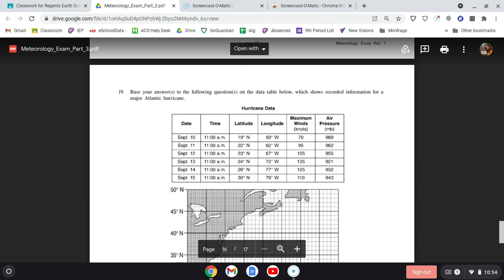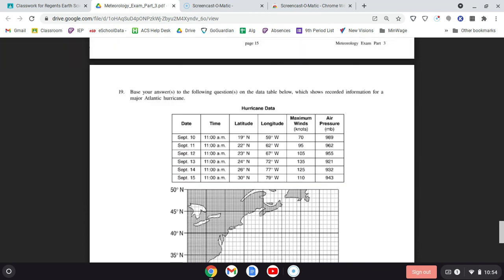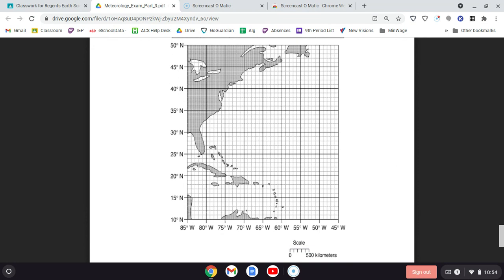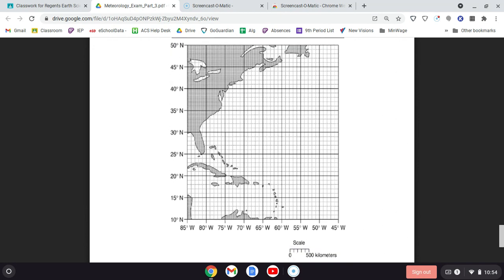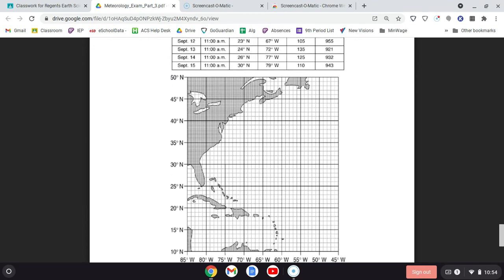Okay, so with this one, they've given us another hurricane data, but it looks like he wants you to label the September 15th position of the hurricane on that map. Starting from this plotted position on September 15th, draw a dashed line in the map provided to indicate the storm's most likely path for the next 5 days. And as you can see, it shows like the tip of Florida.